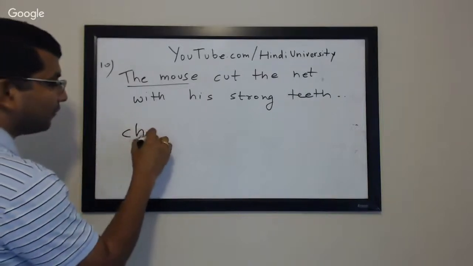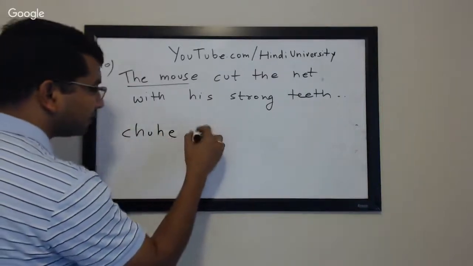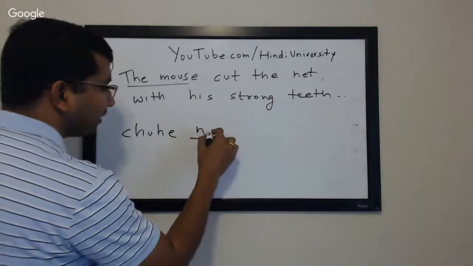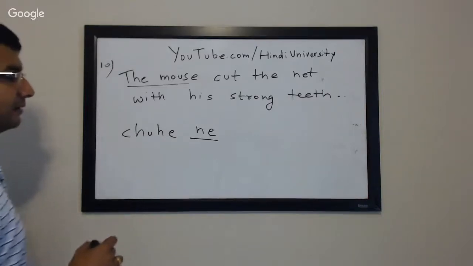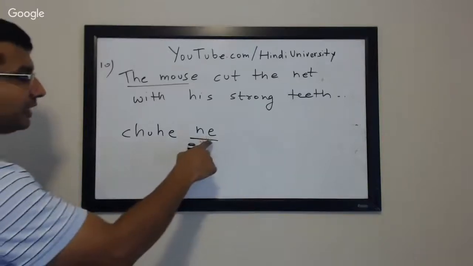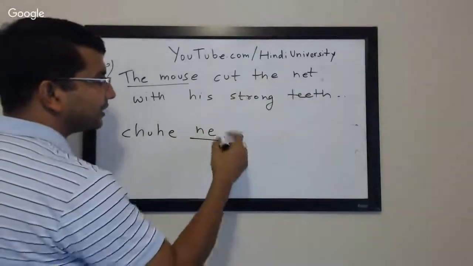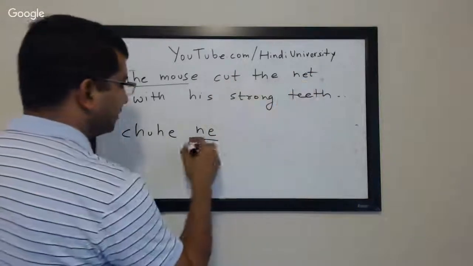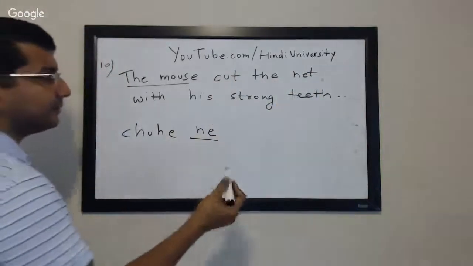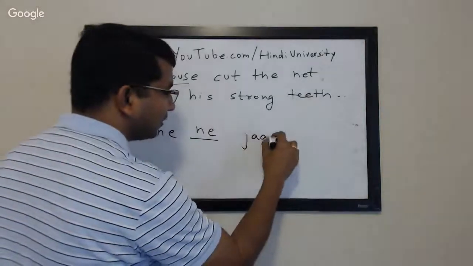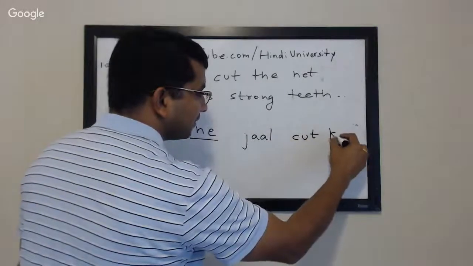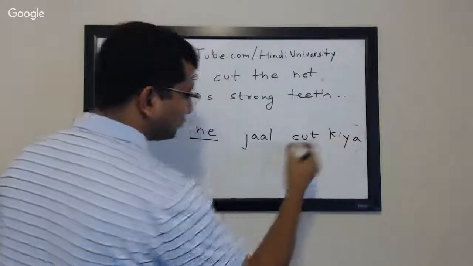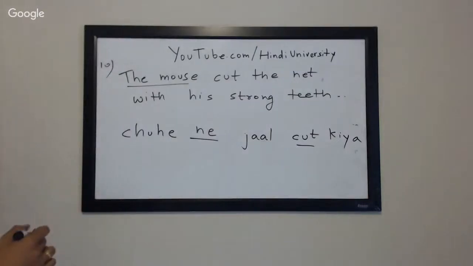So first of all, why do you use ne here? Share your thought process. Chuhe ne. Because it's past tense, and there's also an object in the sentence, so it's probably a transitive verb. It's a transitive verb, right? Because it's past tense, and there's a direct object, he is cutting a net. Chuhe ne jal. Cut kiya. So we'll come back to how you say cut.